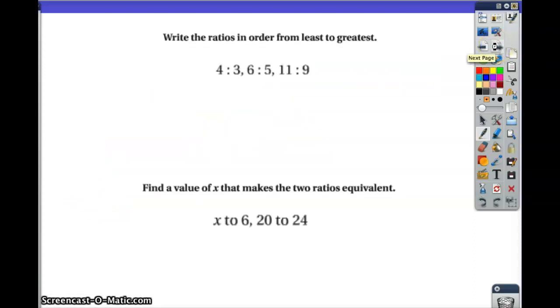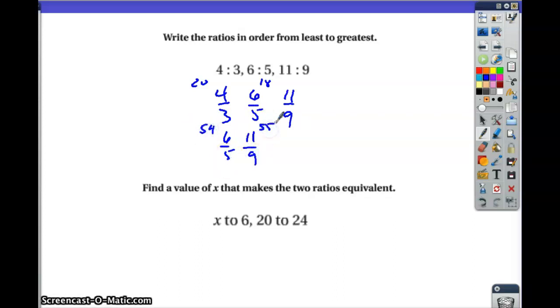We'll work a couple more examples here. We want to write these ratios in order from least to greatest. So I'd rather put them in this form. They work a little bit easier for me. Then we'll put them back when we need to. If we cross multiply here, we've got 20, we've got 18, so we know 6 over 5 is smaller than 4/3. Let's compare them and see. You've got 54 here, you've got 55 there, so 6/5 is first.